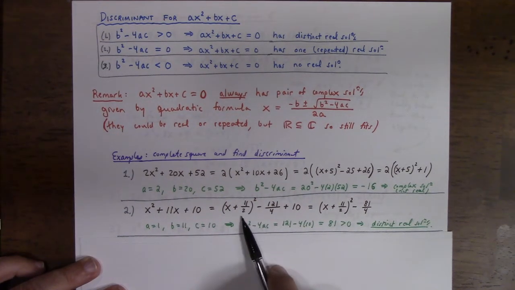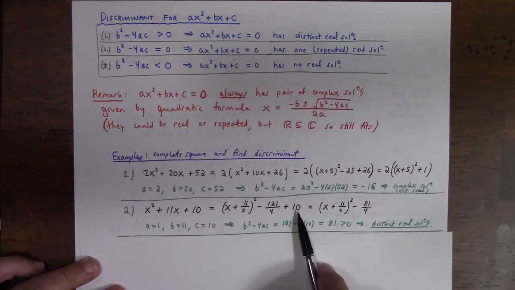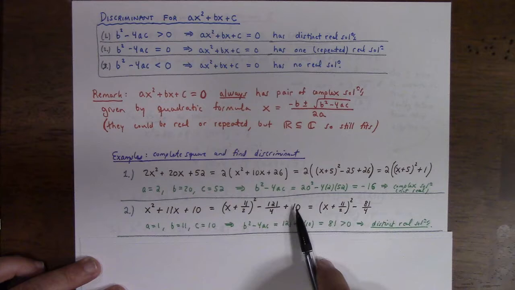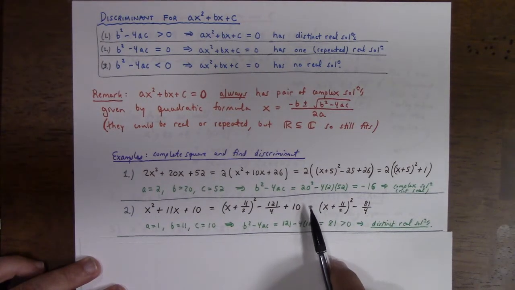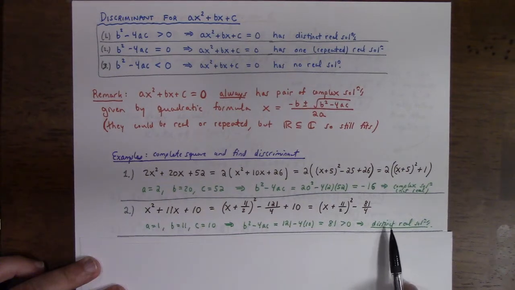Then I have to subtract the square of that, which is 121 over 4. Minus 121 plus 40 is minus 81. So I got, like, 10 is 40 over 4, right? So minus 81 over 4 is what I have. And so I get distinct real solutions.